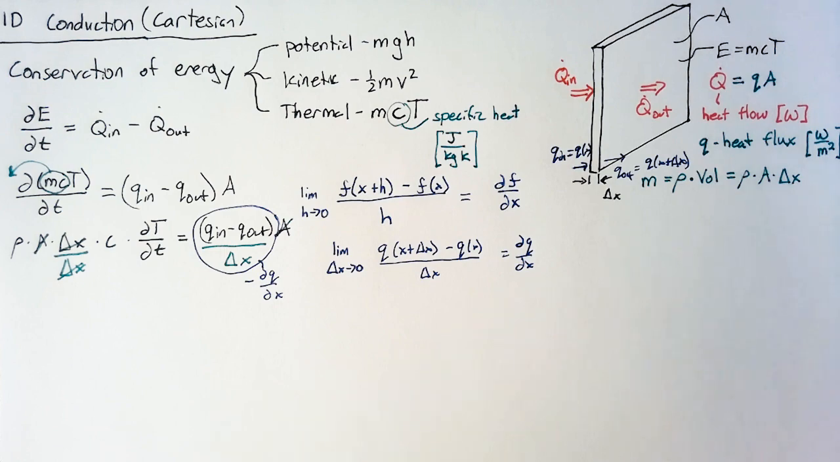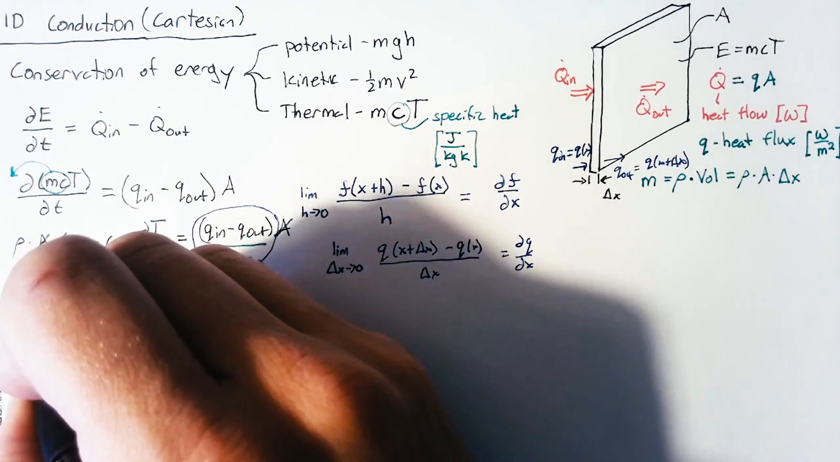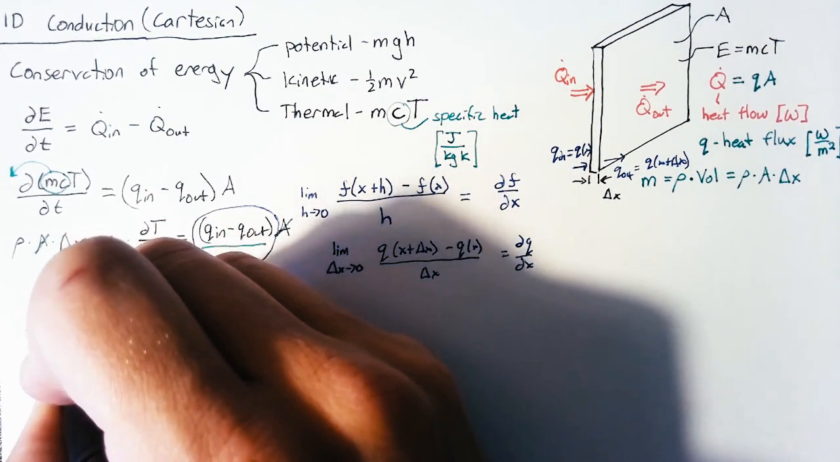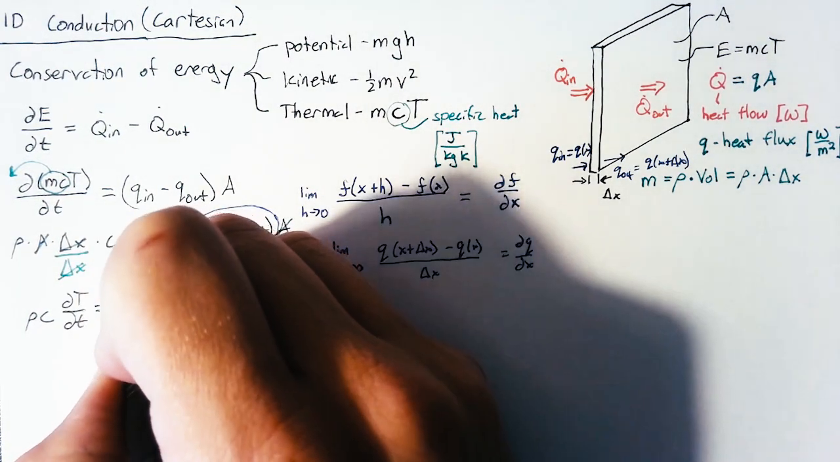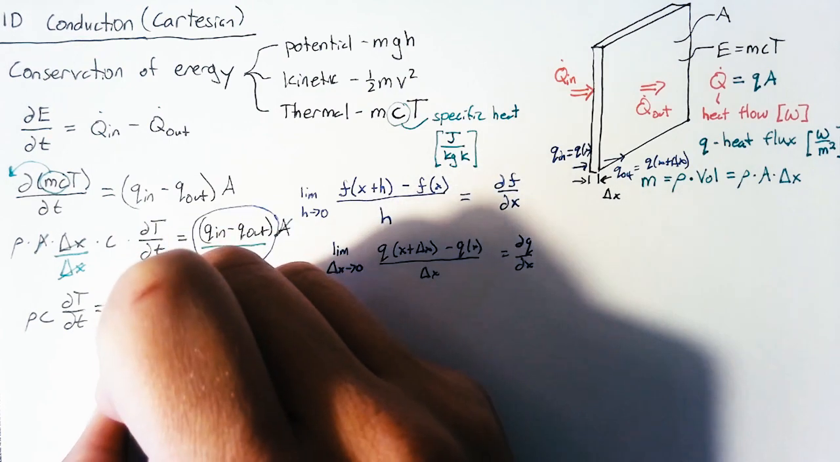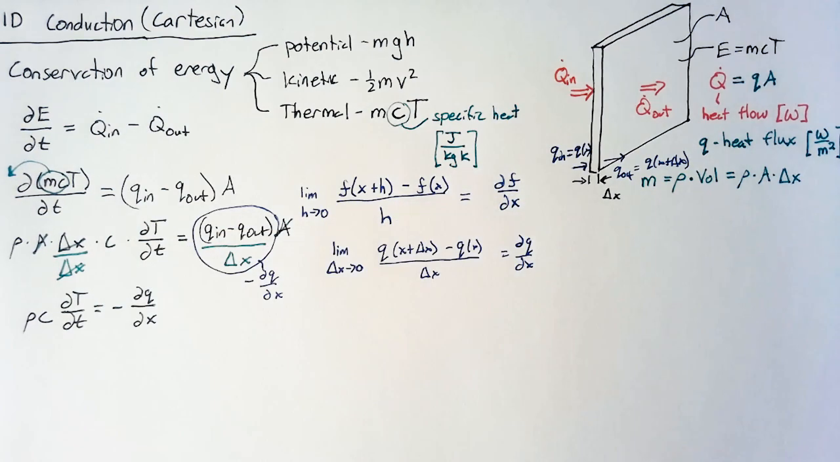So rewriting this yet again, we're going to have rho c change in temperature with respect to time is going to be equal to a negative change in our heat flux with respect to x. Now our next step comes about because we really like this to be all in terms of our temperature.